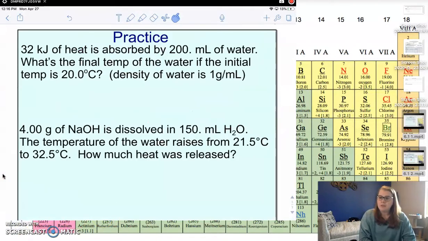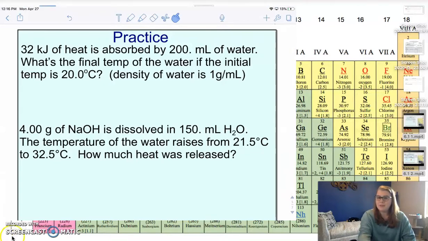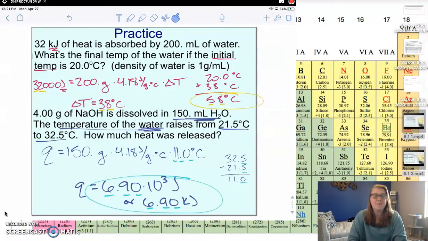Here are a couple more examples that want you to use Q = mcΔT in order to solve for various variables. I would encourage you to pause the video right now, give a couple of these a shot, and tune back in when you're ready. All right, here we go.